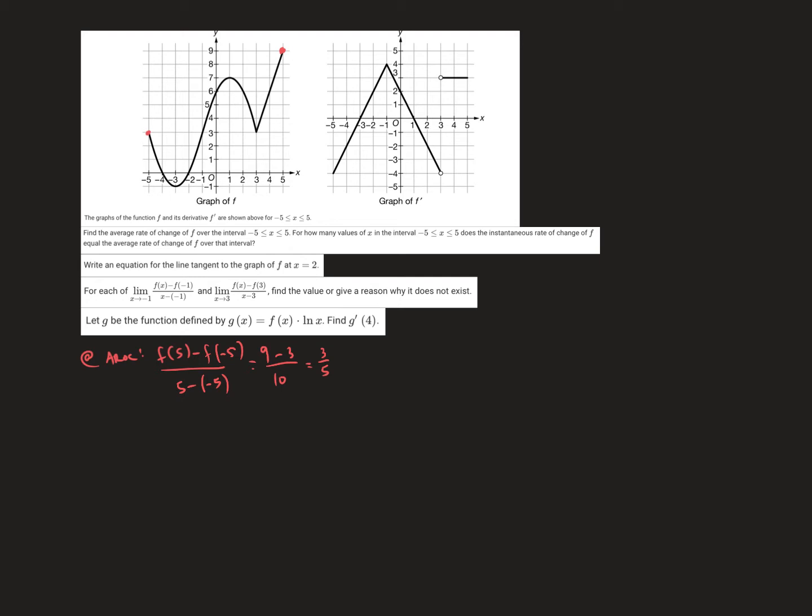And then it says, how many values in the interval from -5 to 5 does the instantaneous rate of change equal the average rate of change over that interval? So the average rate of change was 3/5. So we're looking for how many places where the derivative equals 3/5. Now that would be hard to tell from the graph of f, because we'd have to estimate with our eyes where the slope of a tangent line would be 3/5. But they gave us the graph of f prime, which is the derivative values. So if you look on that graph, it looks like right here-ish and right here-ish are two places where that derivative equals 3/5. So I would say it happens at two x values.